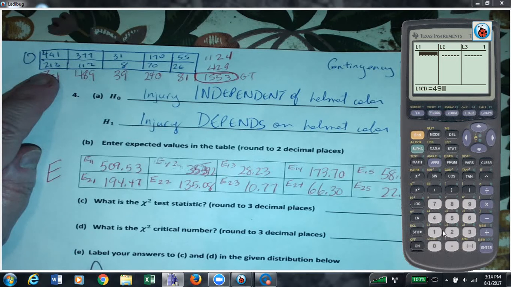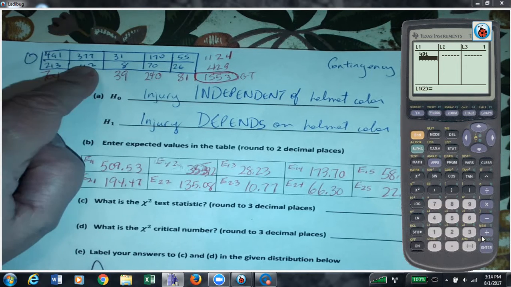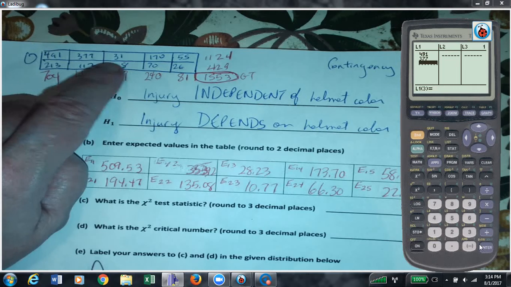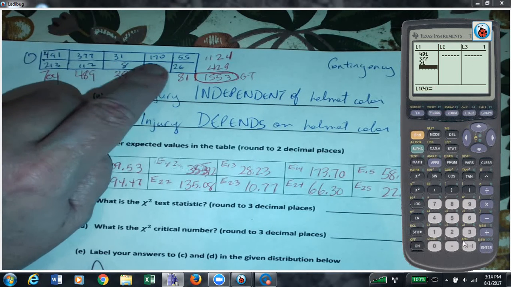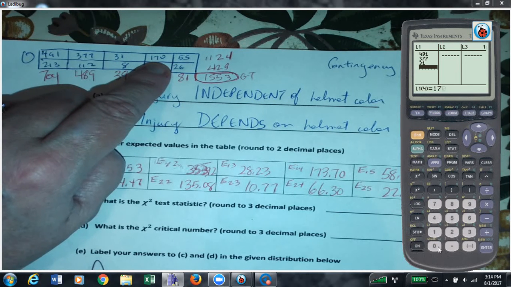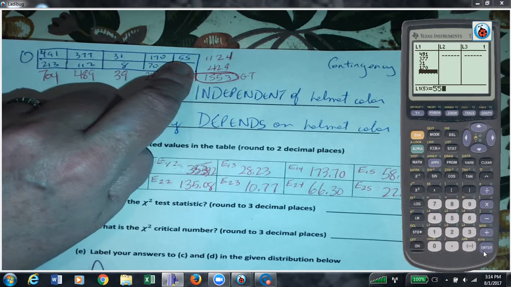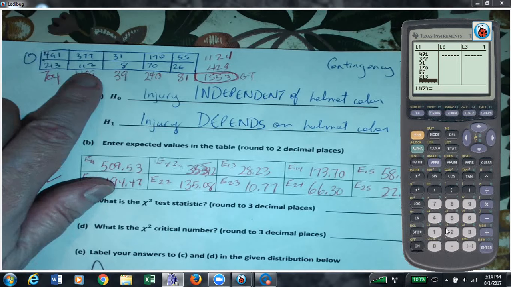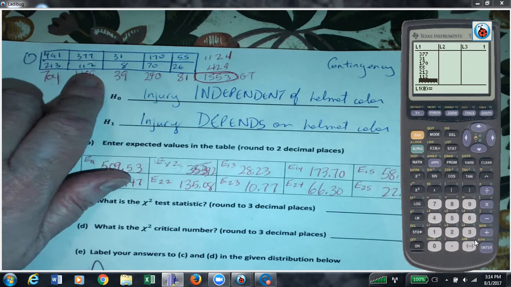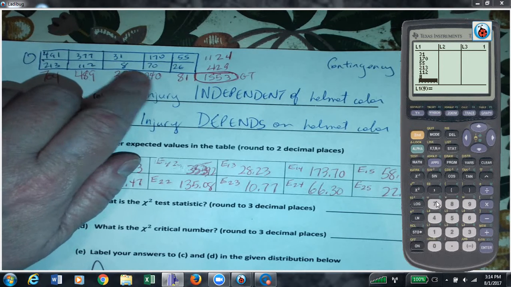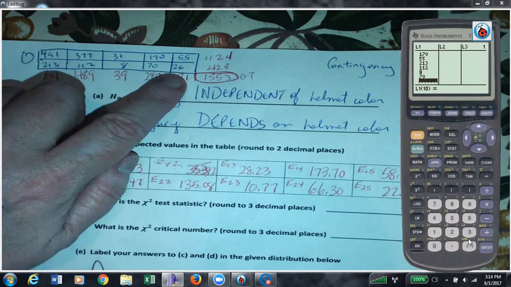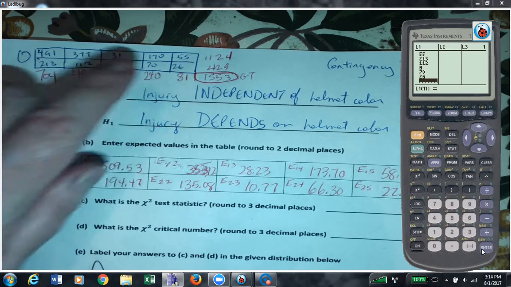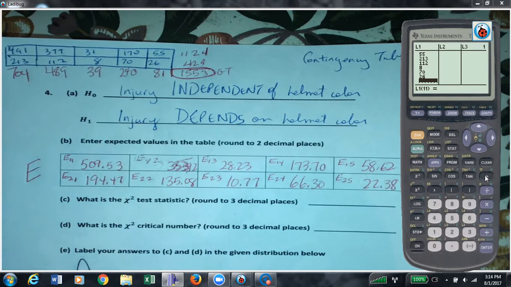So 491, 377, 31, 170, 55, 213, 112, 8, 70, and 26. Those are my observed values. List 1, observed values. List 2 is going to be my expected values.